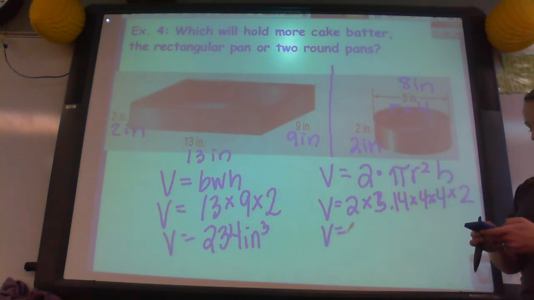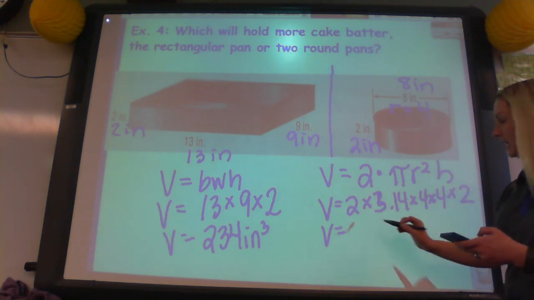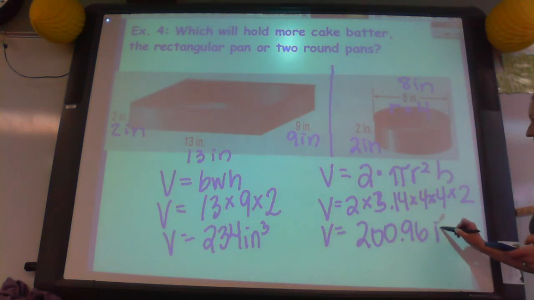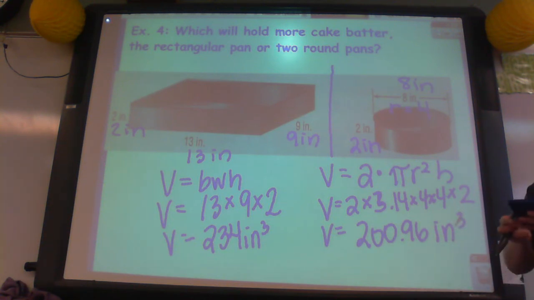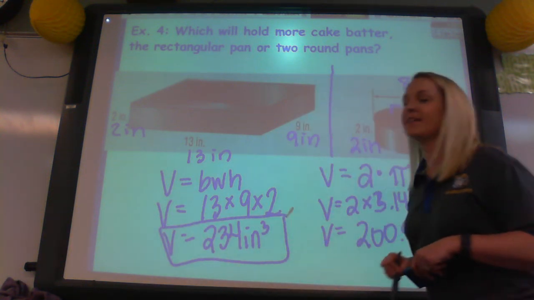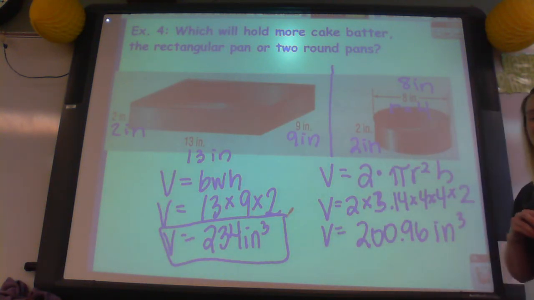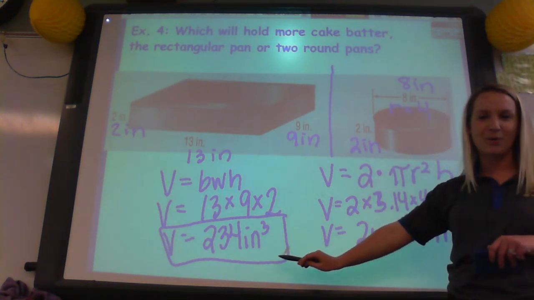So 3.14 times 2 times radius times height. And I got 200.96 inches cubed. Let me try that one more time. And that looks right. So which will hold more cake batter? We use the rectangular prism instead of the 2 round pans to bake your cake because we want more cake.